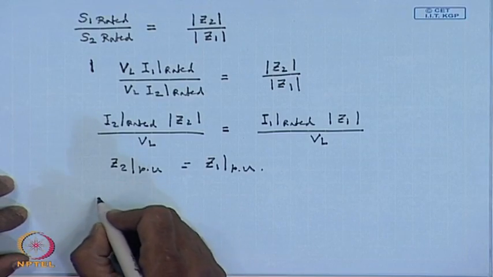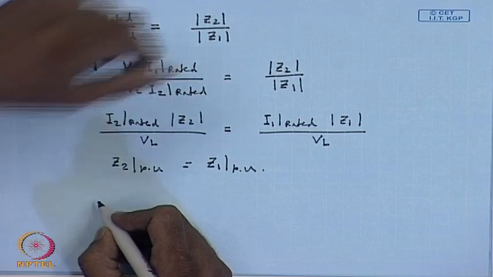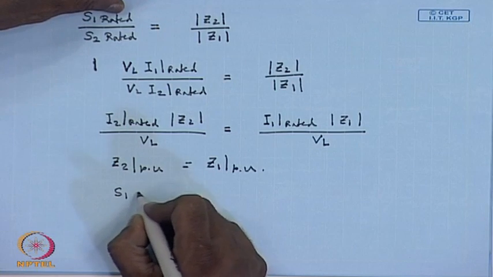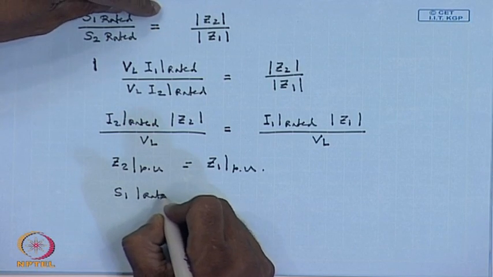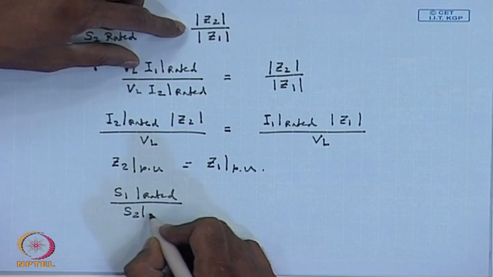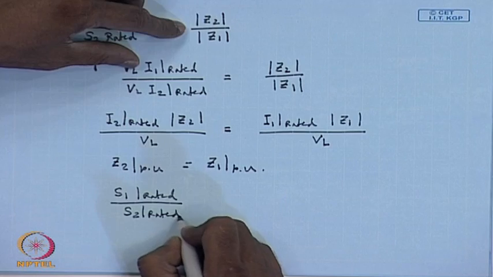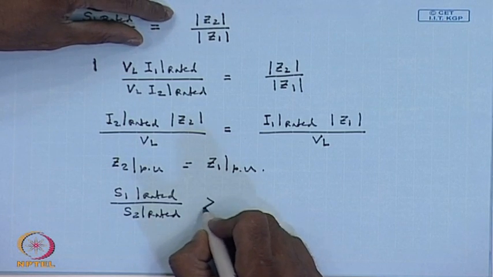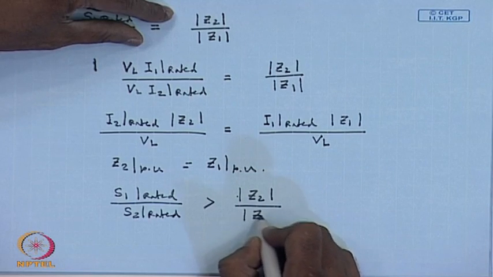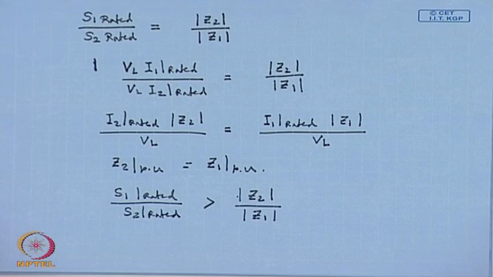Now, suppose this condition is not satisfied, that is, let us say S1 rated divided by S2 rated is greater than mod Z2 by mod Z1. Then what will happen?